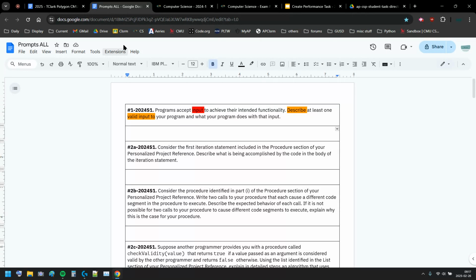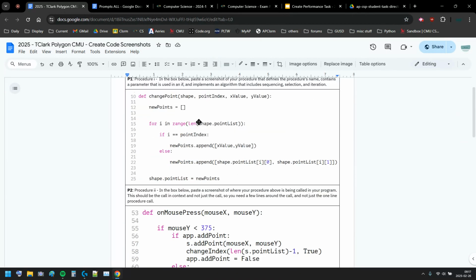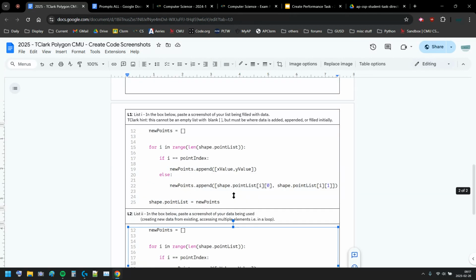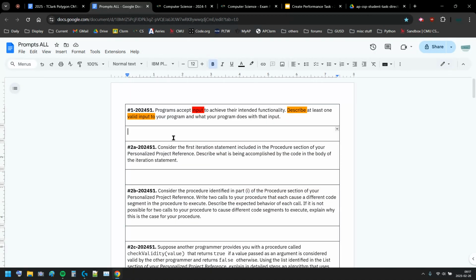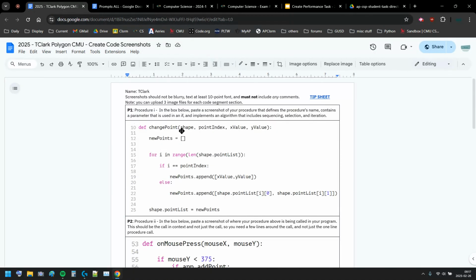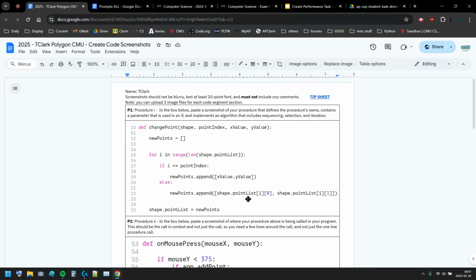So looking at my Polygon program, this one, question 1, isn't really in any of the P1, P2, L1, L2 sections of the screenshots. So you just have to remember what your program does. For me, I have my change point function, which needs to have that function procedure. So I would say, okay, what does my program do? I forget. It's been a couple weeks since I made it.